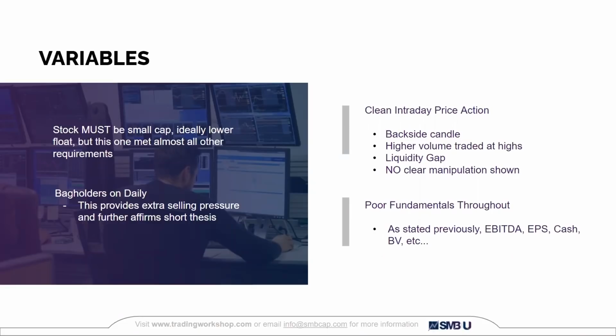And there was no clear manipulation shown in this ticker regarding price action. So that was a key, because manipulators tend to keep the stock up. They lock the float. And in this case, there weren't any signs that I noticed. So that was an A-grade variable for this play. And again, just the poor fundamentals throughout. EBITDA, EPS, cash. EBITDA, EPS were both negative. Book value wasn't. I usually like when all three are. And they were in need of cash.